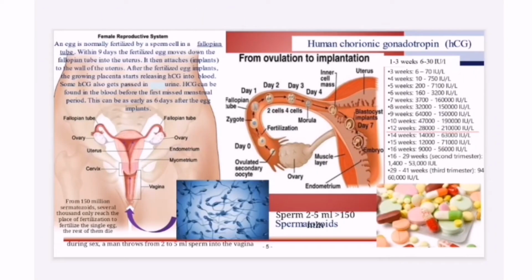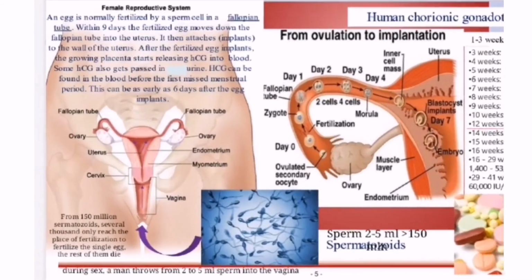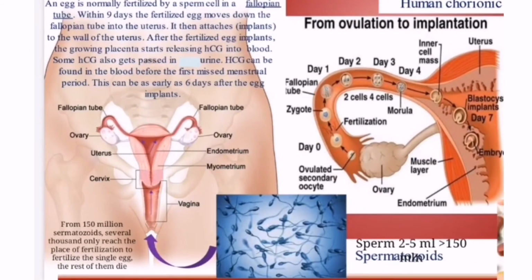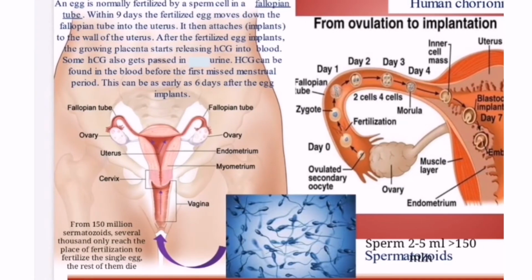Next is the female reproductive system. An egg is normally fertilized by a sperm cell in a fallopian tube within 9 days. The egg moves from the fallopian tube into the uterus. It then attaches to the wall of the uterus. After the fertilized egg implants, the growing placenta starts releasing human chorionic gonadotropin, which can be found in the blood before the first missed menstrual period. This can be as early as 6 days after the egg implants.